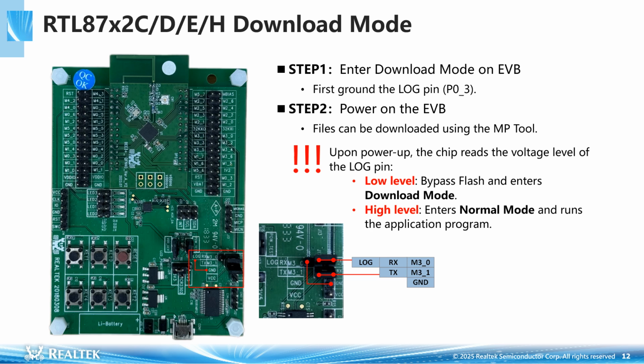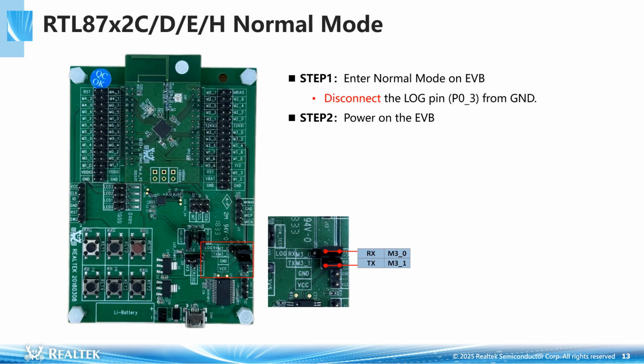This process is necessary because the chip reads the level signal of the log pin upon power-up. If the level is low, it will bypass the flash memory and enter download mode. If the level is high, it will enter normal mode and run the application layer program. For the EVB to operate normally in normal mode, you need to disconnect the connection between the log pin and GND. This ensures that the log pin is not grounded, allowing the chip to detect a high level at the pin and subsequently enter the operating mode to run the application program.